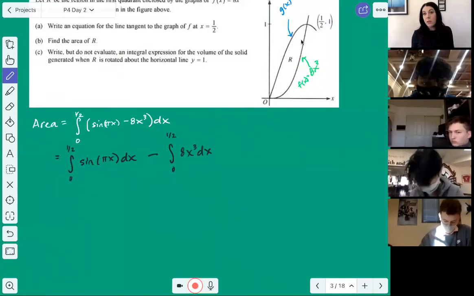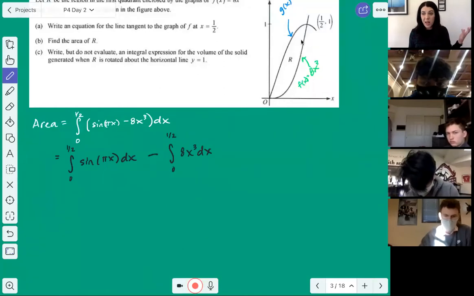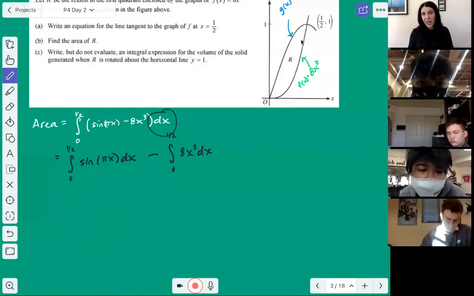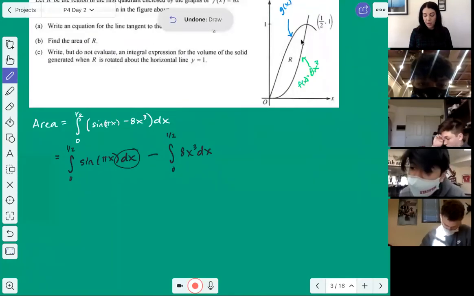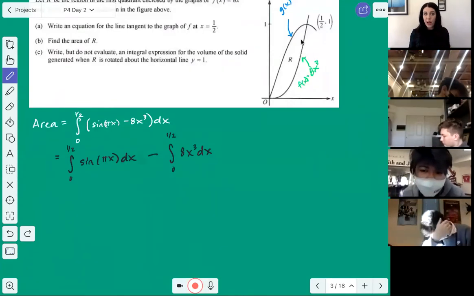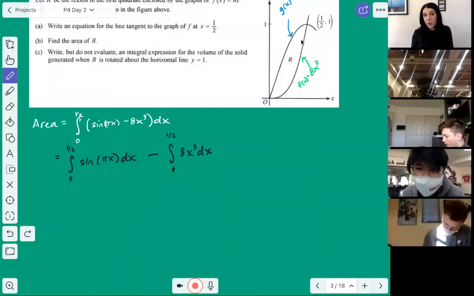A couple of reasons students miss points. One, something's not labeled. We don't have area equals. Other reasons, they forget the dx, or especially if they split up their integrals, they forget those dx's. You need a dx anytime you have an integral. It has to come at the end of whatever you're trying to integrate.